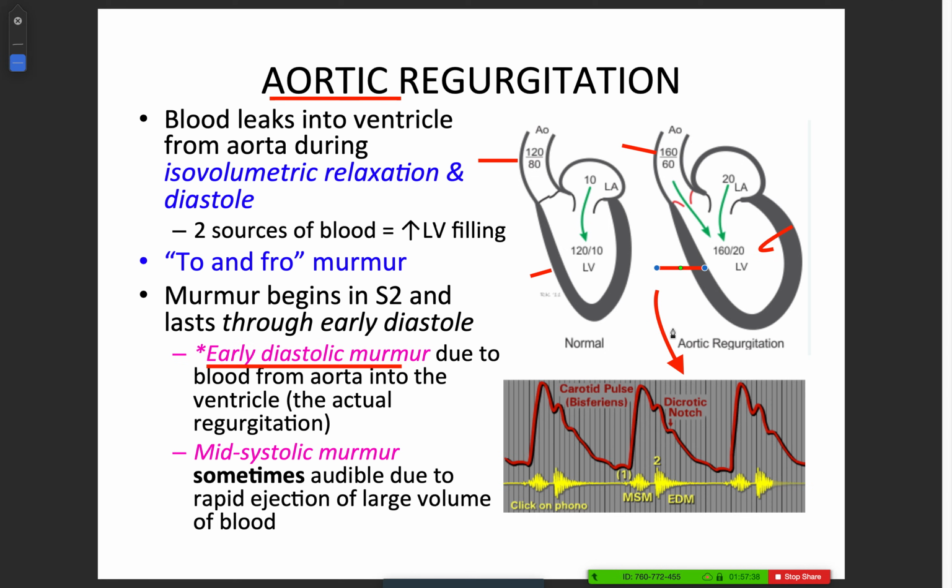And so this is what we refer to as widened pulse pressure. Widened as in wide pulse pressure. Our systolic pressure is higher. Our diastolic pressure is lower. It's wider. Overall wider pulse pressure.